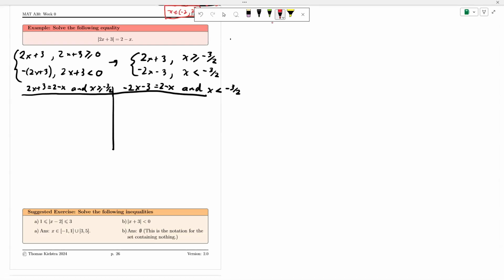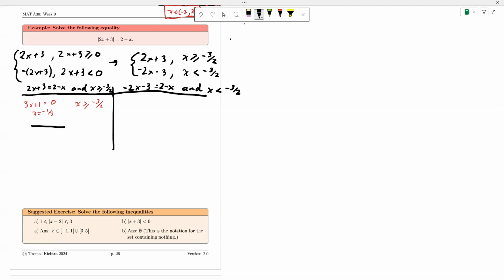Now I'm going to solve these two problems individually. When I've solved these two problems, I take the union of their solutions. So here, I need to solve the two inequalities individually. So here I get 3x plus 1 equals 0, or x equals minus 1/3. And here I have x is greater than or equal to minus 3 over 2.